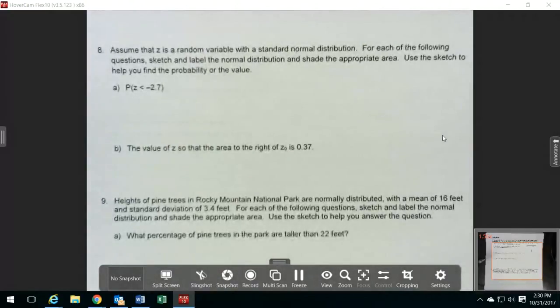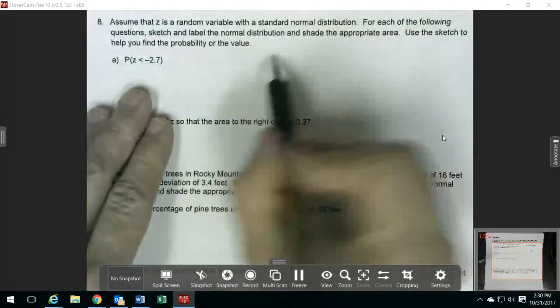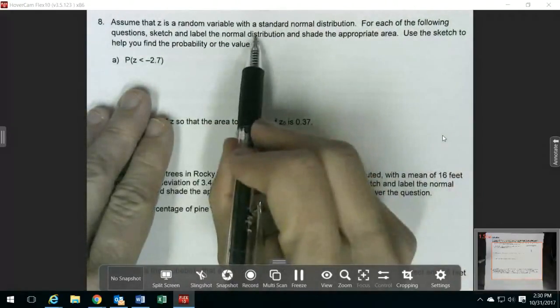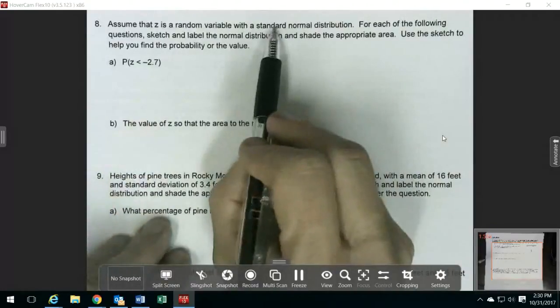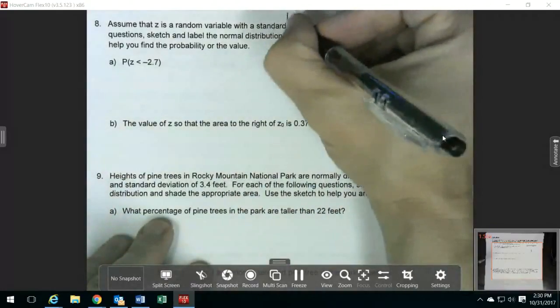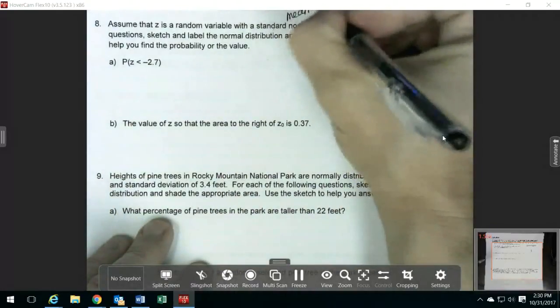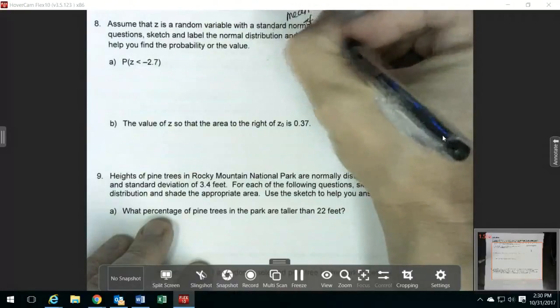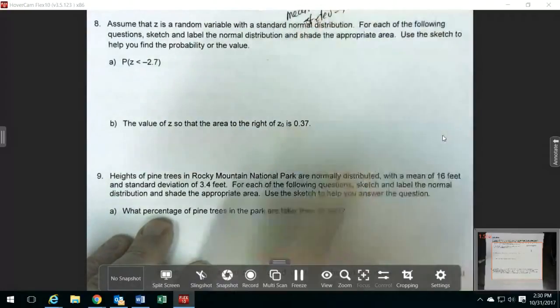Okay, these next questions are from chapter 6. This one's talking about a standard normal distribution. Remember that that means the mean is 0 and the standard deviation is 1.